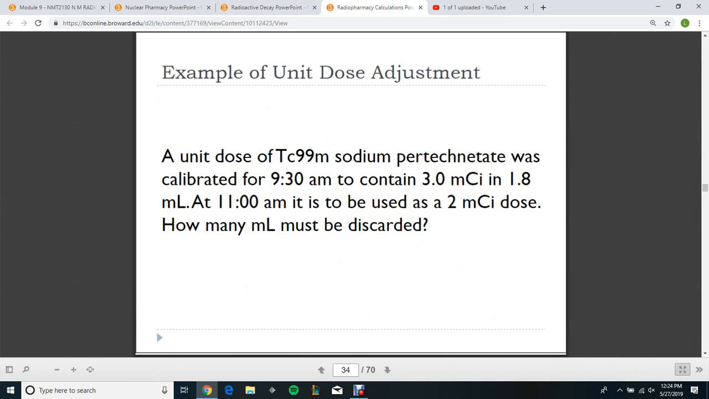An example. A unit dose of technetium-99m sodium pertechnetate was calibrated for 9:30 a.m. to contain 3 millicuries in 1.8 ml. At 11 a.m., it is to be used as a 2 millicurie dose. How many ml must be discarded?